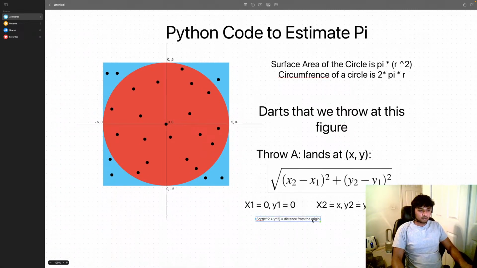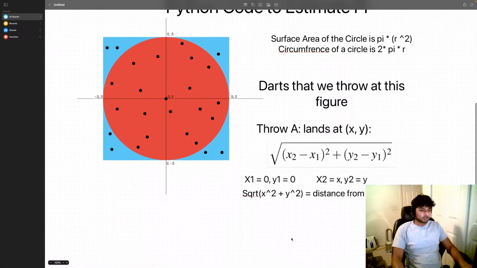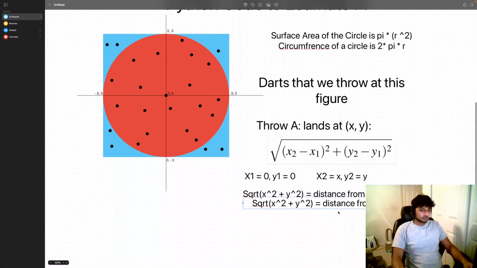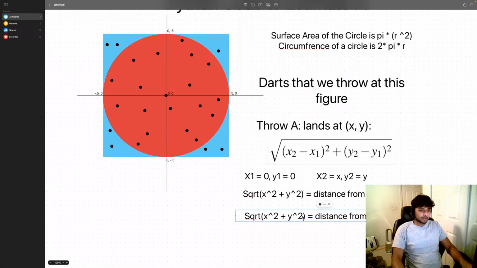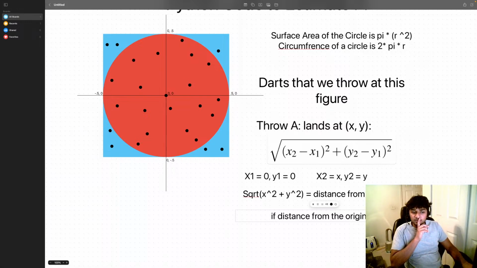Okay, so we got this, right? So we know the distance from the origin. Let's keep going. So, if the distance from the origin is less than or equal to, what's the radius of the circle?